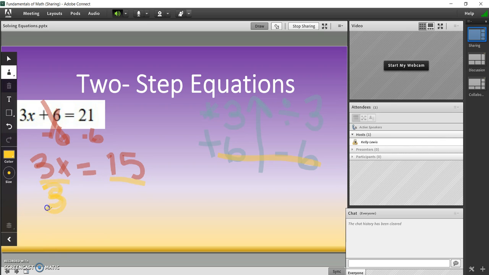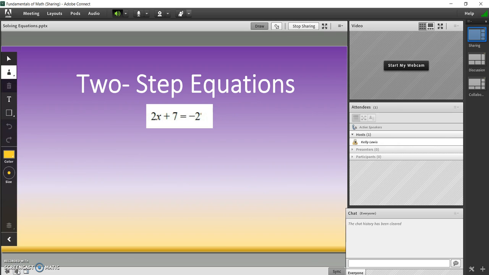I don't know why I wrote 5. Well, I mean, I know why I wrote 5 because 15 divided by 3 is 5. So I get 5. Let me check that. Okay. So 3 times 5 plus 6. Let's see what that is. 3 times 5 is 15. And 15 plus 6 is 21. So we're correct. So our answer is 5.